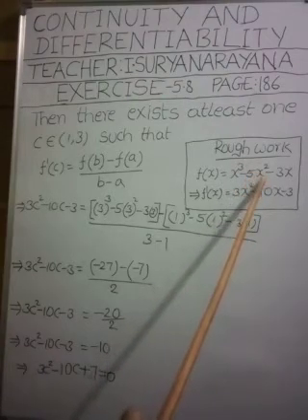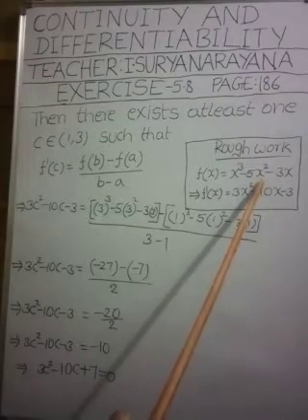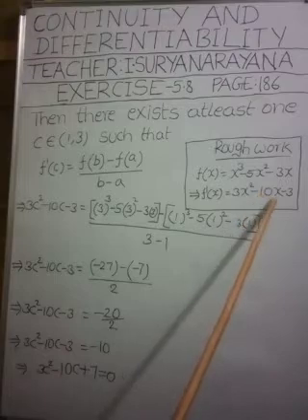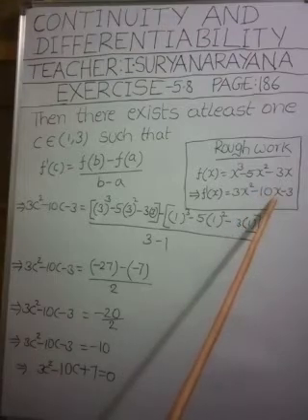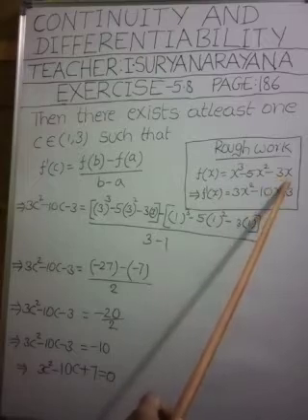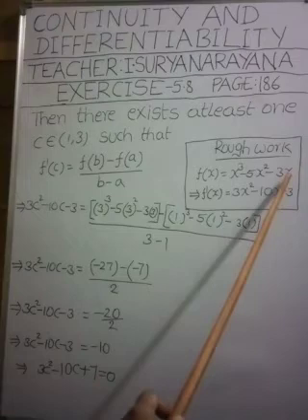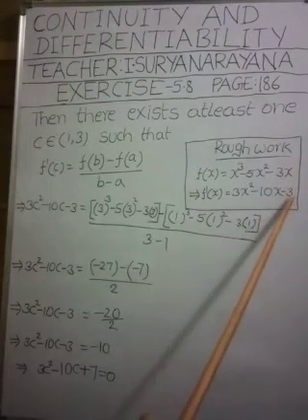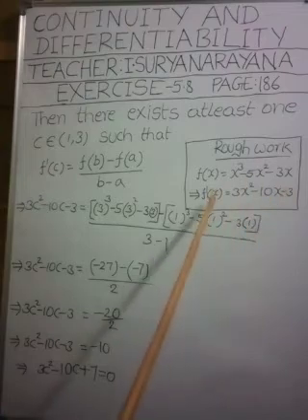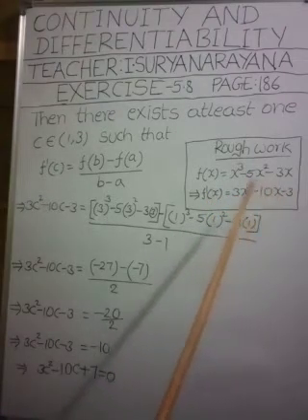5 into, what is the derivative of x square? 2x. 5 into 2x, what will you get here? Minus 10x. Understood the second term, my dear children? Right. Minus derivative of 3x. 3 is the numerical coefficient, so the derivative of x is 1. So 3 into 1, what will you get here? 3 only. Understood this third term, my dear children? Right. So f dash of x is equal to 3x square minus 10x minus 3.